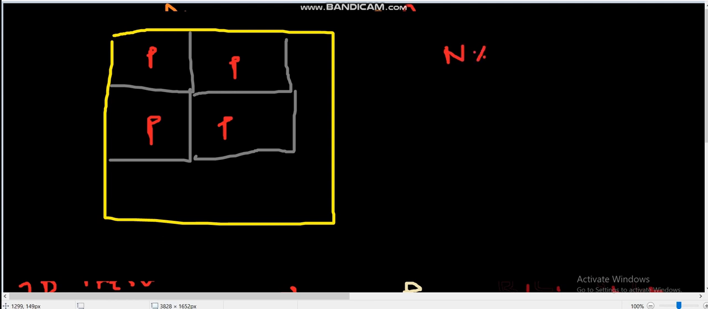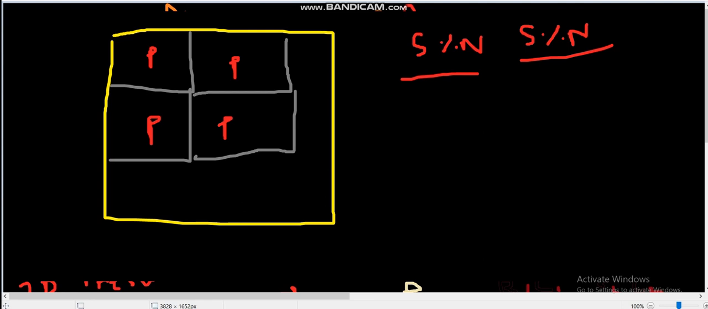So there will be n modulo p. Sorry, because n is the length of p, let's take it as s. So s modulo n, and another one will be s modulo n. I hope you got it. There will be s modulo n and s modulo n.